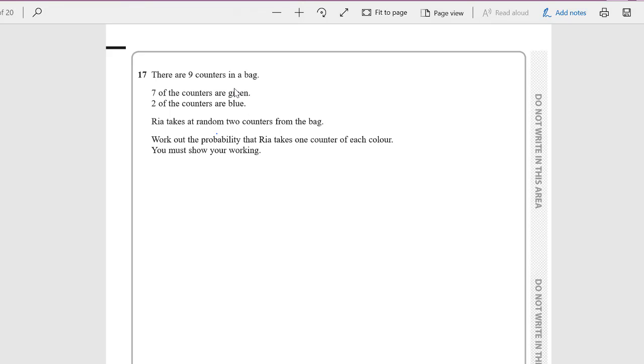Okay, question 17. It says there are 9 counters in the bag. 7 of the counters are green, 2 of the counters are blue. Ria takes out at random 2 counters from the bag. Write out the probability that Ria takes 1 counter of each color. You must show your working out. So this is a probability tree.